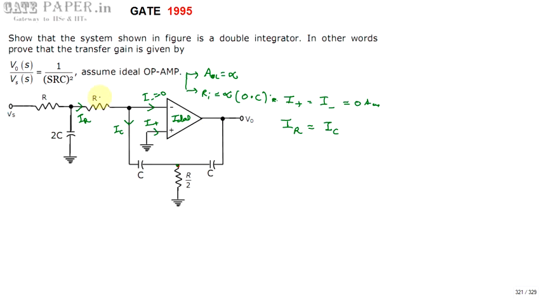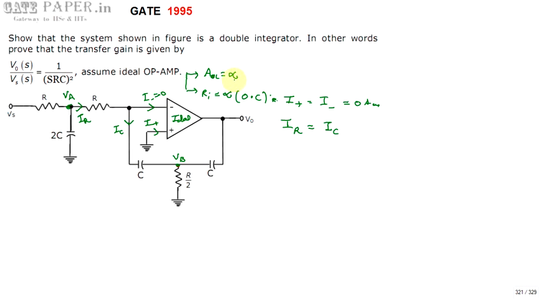How do we define IR and IC? Assume the voltage at this node is VA and the voltage at this node is VB. Then IR can be defined as VR by R. Since it is 0 volts, you are going to get this over here.